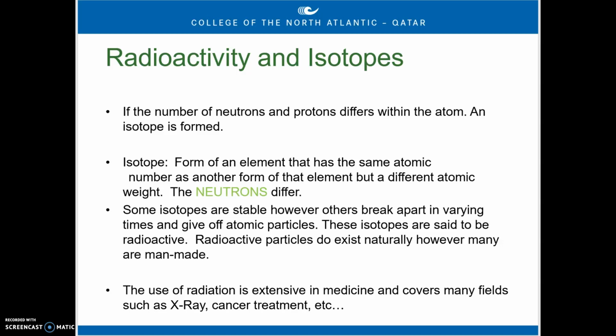Some isotopes can be quite stable. However, other isotopes, forms of the same element but with different atomic masses, can break apart at different times and give off atomic particles. These isotopes are said to be radioactive. Now, radioactive particles do exist naturally. We do find them. If you go to places, you can measure radioactivity that the Earth naturally emits.